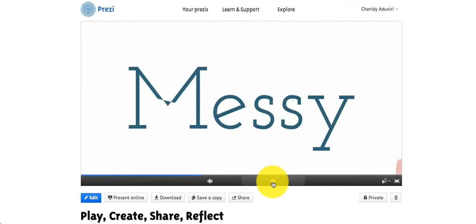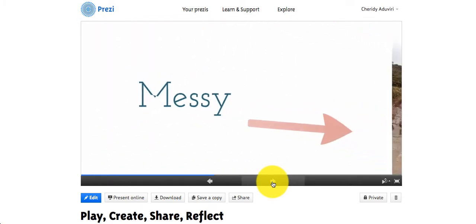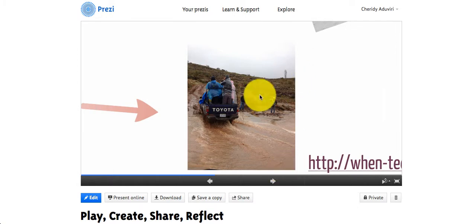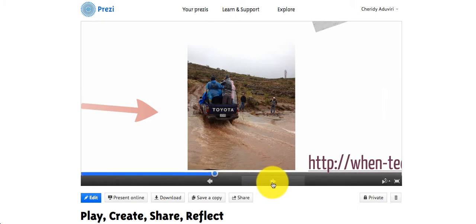Sometimes this is a little bit messy. Play can definitely be messy. This is me again in Bolivia, and we had a purpose in mind, but it was definitely messier than we intended it to be.